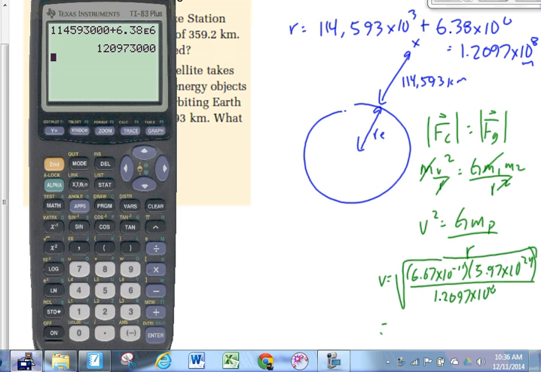Do you think that satellite's going to have a really fast speed or a slow speed? Slow. Okay. Anybody think fast? So we got a couple people really fast, a couple people really slow. We'll see here. 6.67 times 10 to the minus 11, times 5.97 times 10 to the 24. And then let's divide that by the number that we have on the bottom there, 1209, which was our last answer. Now we got to square root that.